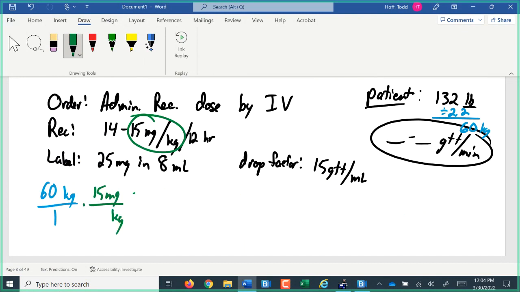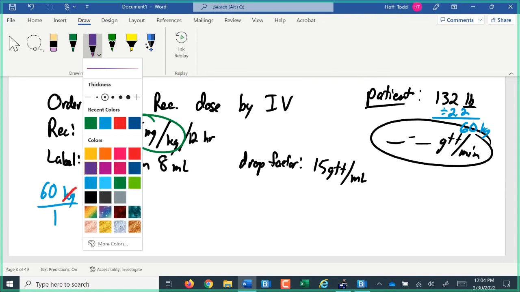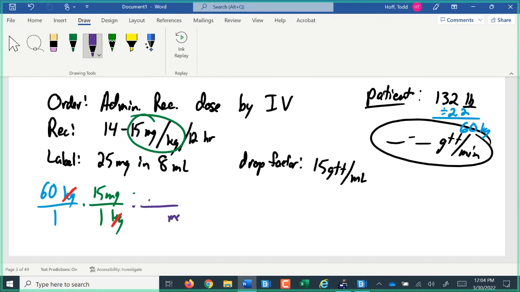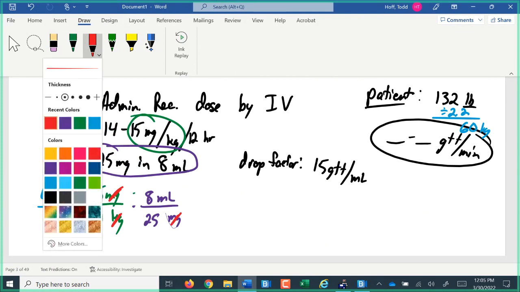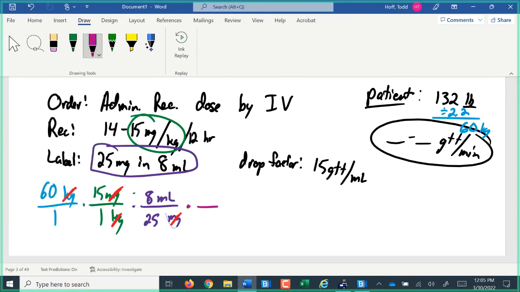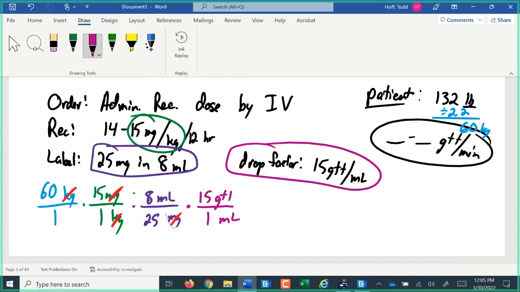That'll be 15 milligrams per 1 kilogram. Kilograms have canceled out. Next, we get rid of the milligrams. We have 25 milligrams and 8 milliliters, so 25 milligrams on bottom, 8 milliliters on top. The milligrams cancel out. Normally, this is where we'd stop when we had milliliters, but remember now we're going to that next level. We need to turn it into an IV, so drip rate, drop factor. So we have drop factor of 15 drops per milliliter. Milliliter goes on bottom to cancel it out, so it's 1 milliliter. 15 drops, and the milliliters will cancel out.